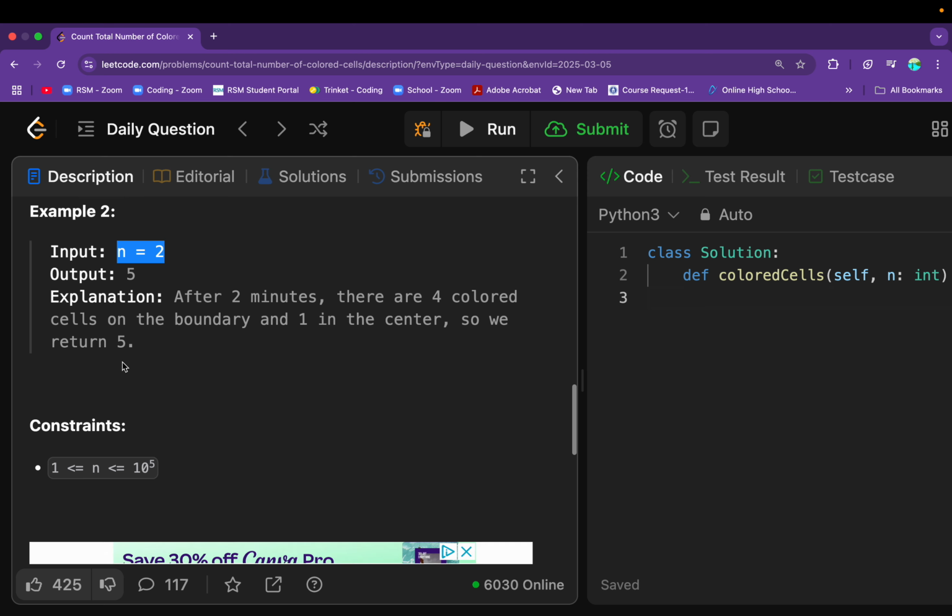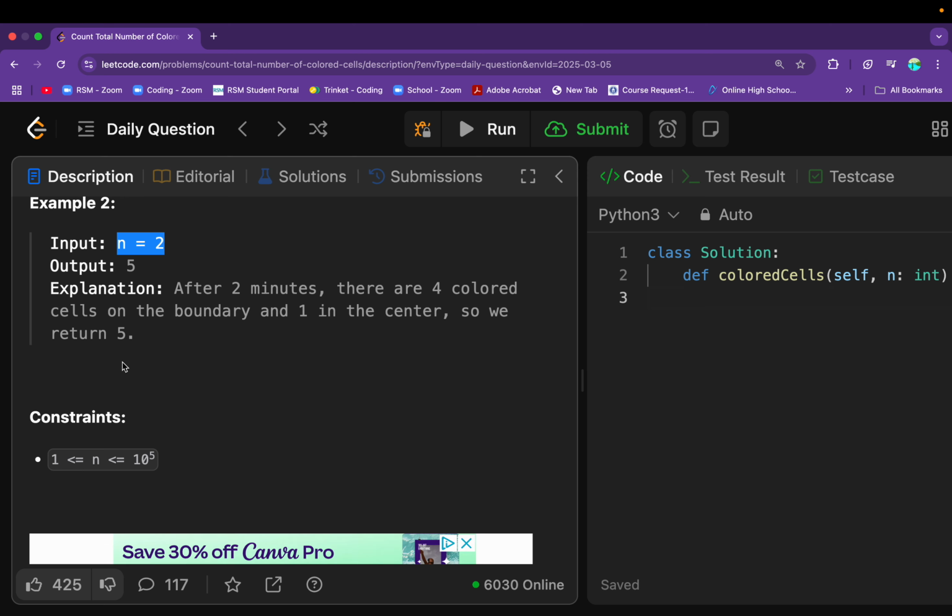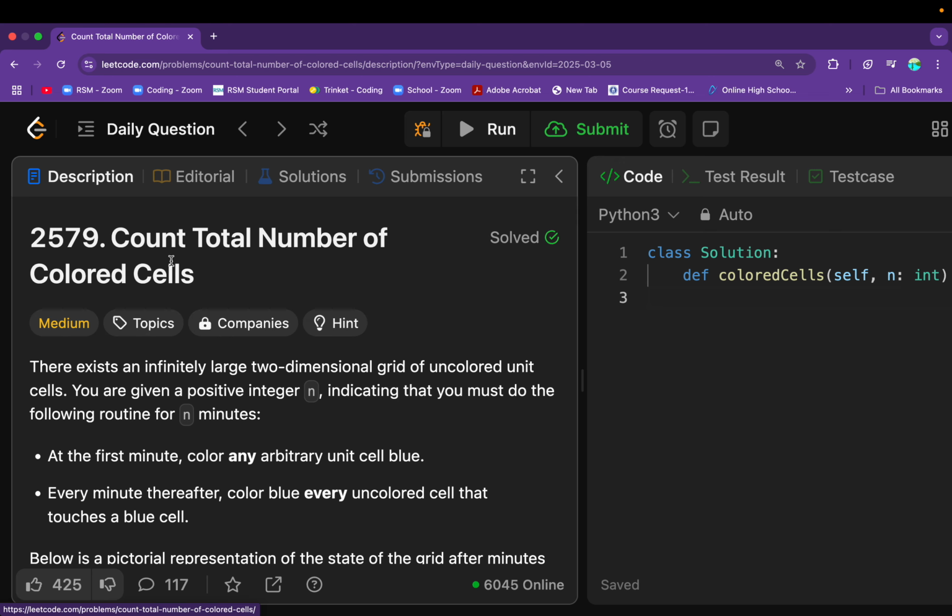So for the constraints here, we see that our input n, basically the number of minutes, is not going to exceed 10 to the 5th power, and is always going to be non-zero and non-negative, basically meaning it's going to be at least 1. And that leads us to the main observation that we really have to make to solve this problem.